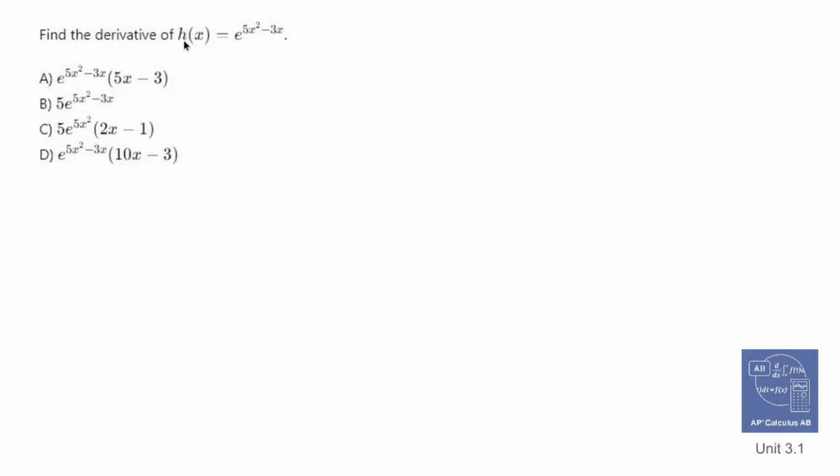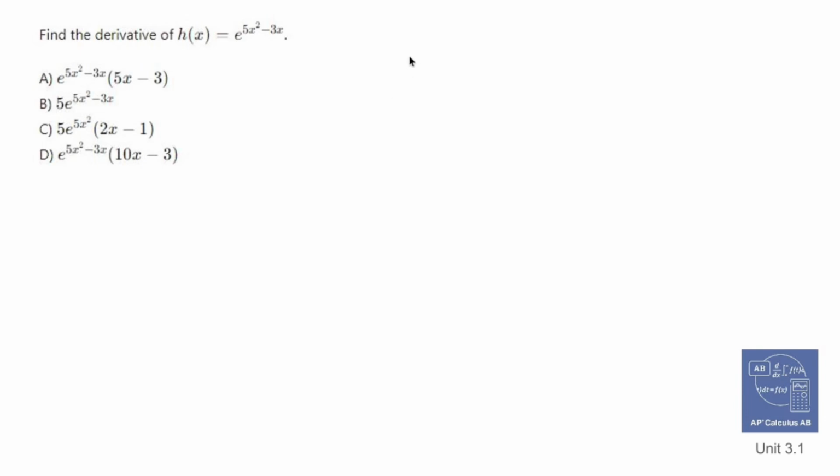Find the derivative of h of x equals e to the stuff. Now, this is going to use the chain rule. The chain rule is a function within a function. All right, so you are going to have inside stuff and outside stuff.